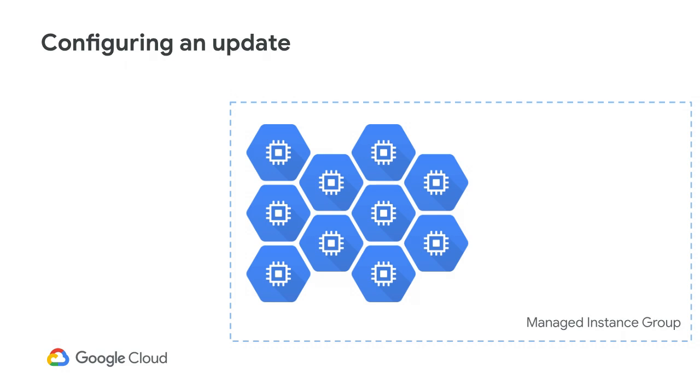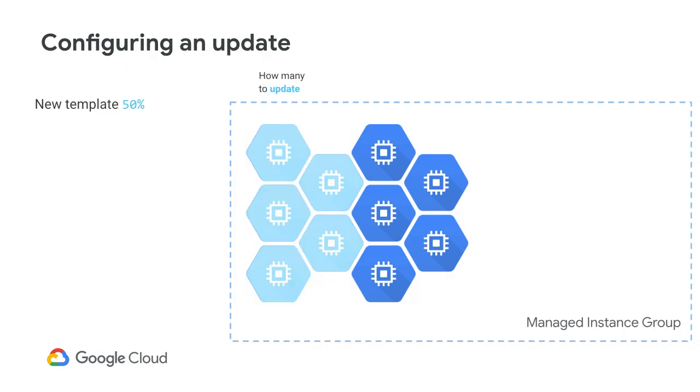First, you can set up how many machines you want to update. Maybe you want to update the whole group if this is an urgent fix. Maybe you want to do a canary update and update only part of it. So let's say roll out to half of the group to see how it works before proceeding.